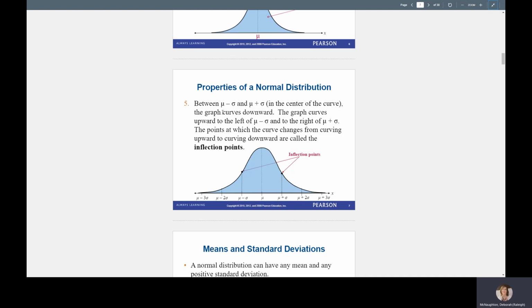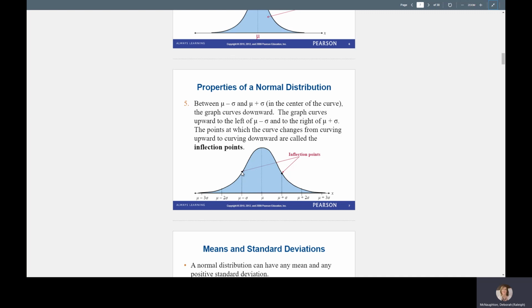The graph curves upward to the left of mu minus sigma and to the right of mu plus sigma. So what that's saying is these 2 points on the curve, these are the inflection points. And inflection points are where a curve switches from being concave up to concave down, or vice versa. So anytime the concavity changes, that's where the inflection point occurs.